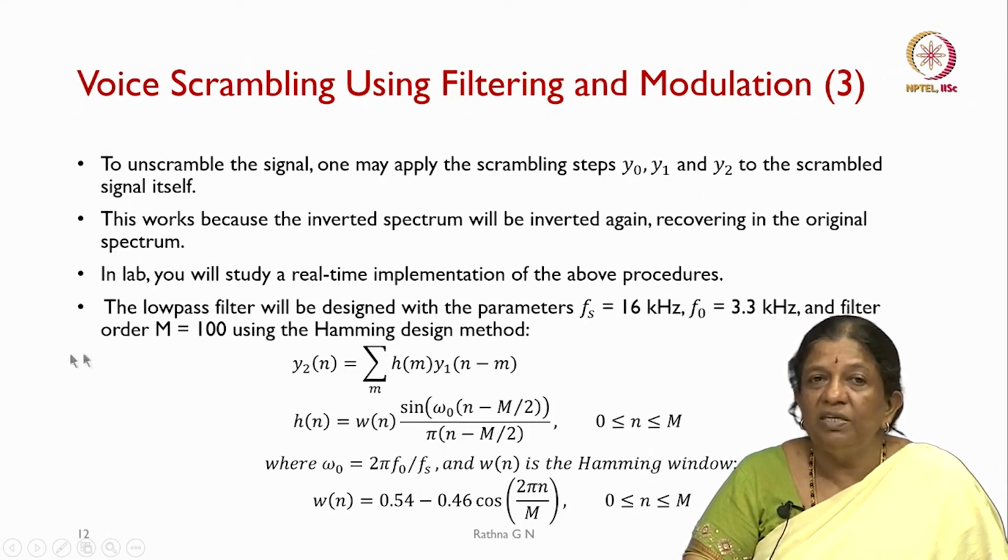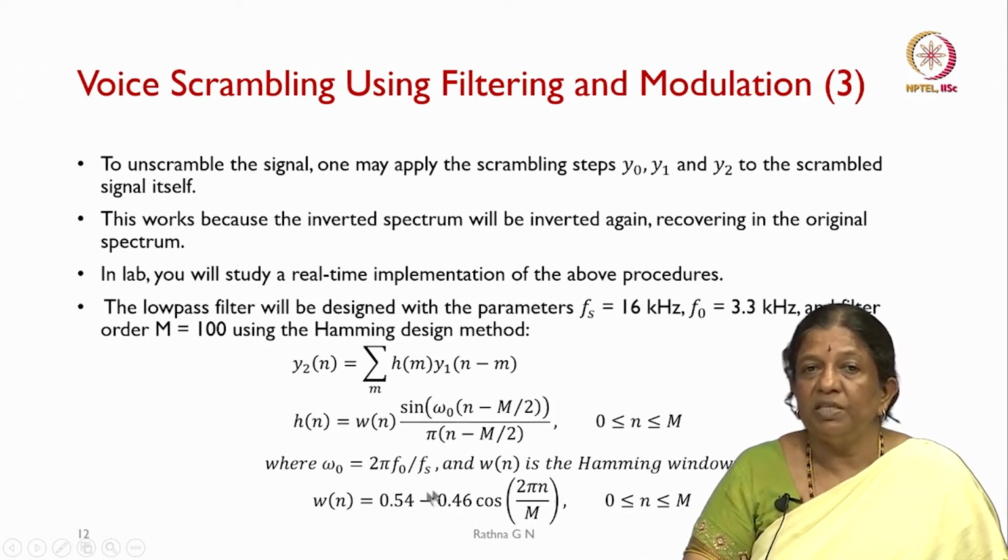And the filter order, if you use m equal to 100, using the Hamming window which is given here, that is w of n, the Hamming window, you will be using it. This is the equation for designing the Hamming window, which is 0.54 constant minus 0.46 into cos 2 pi n divided by m. n is going to be your input sample. So, when you pass through that, this is passing through your Hamming window.